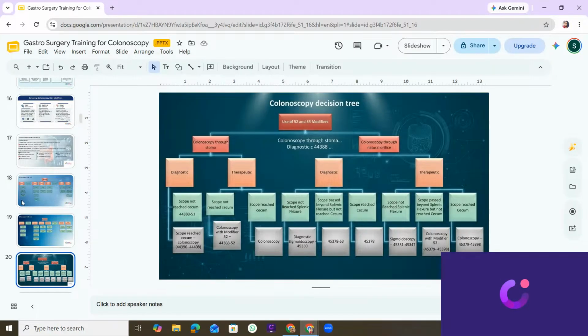Use of 52 and 53 modifiers. Colonoscopy through the stoma, diagnostic, 44388. This is a colonoscopy through the stoma.